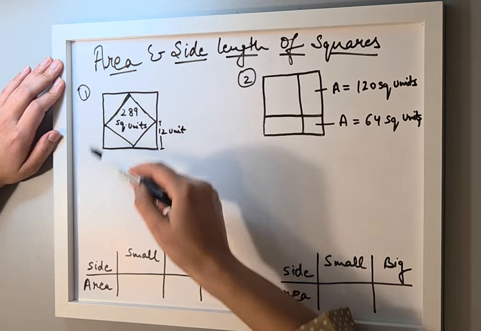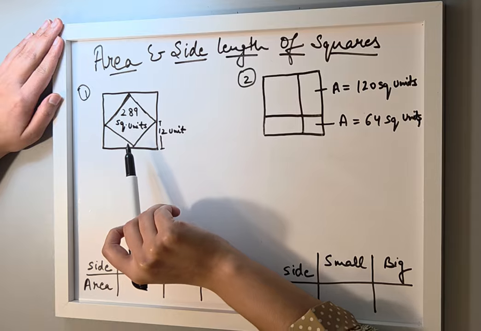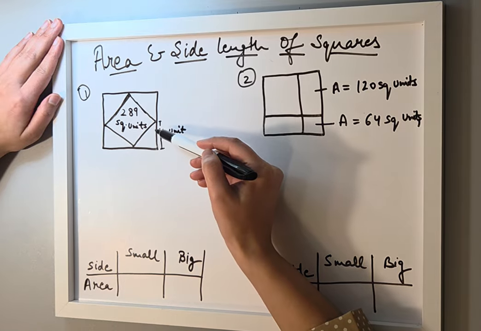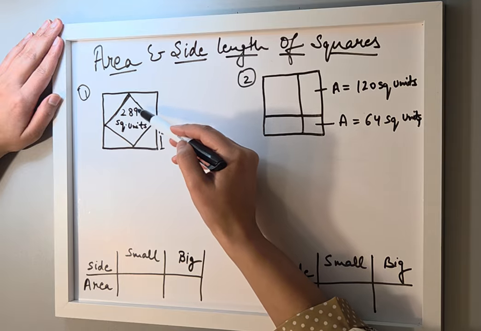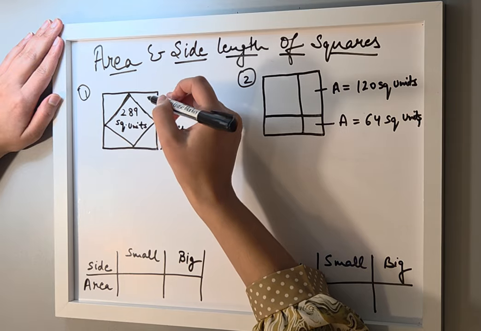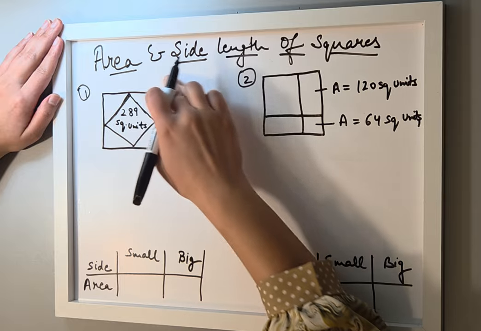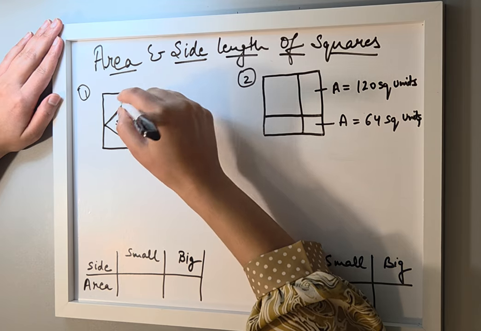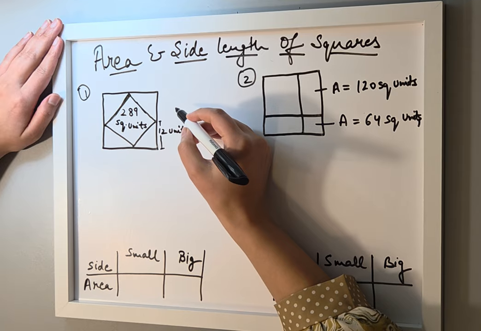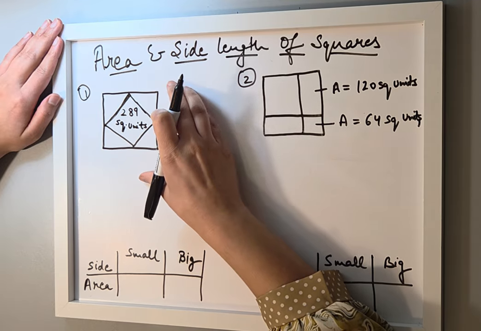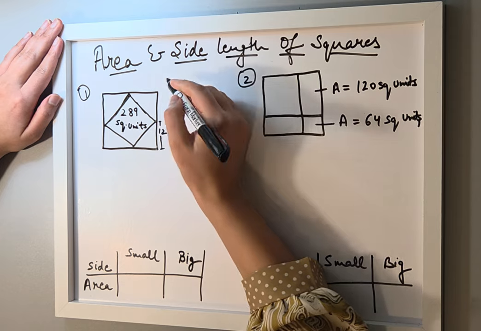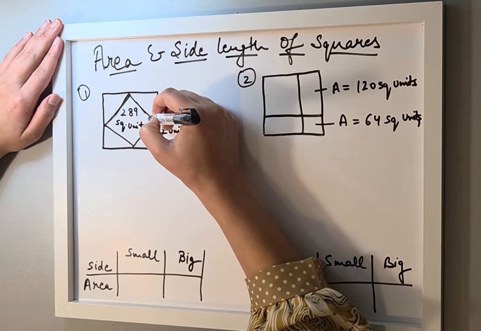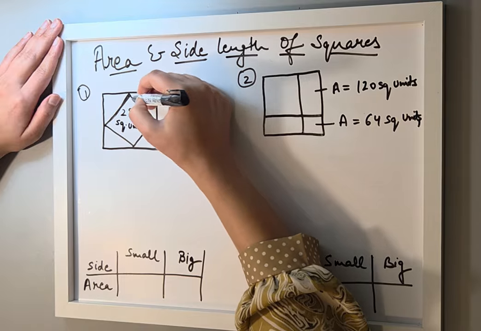So here, let's look at the first one. Here we've been given two pieces of information, that both of these are squares. One is the outer square, I'm going to call it the big square, and the inside small square. So we know all the sides of the squares are equal, and these triangles are congruent.